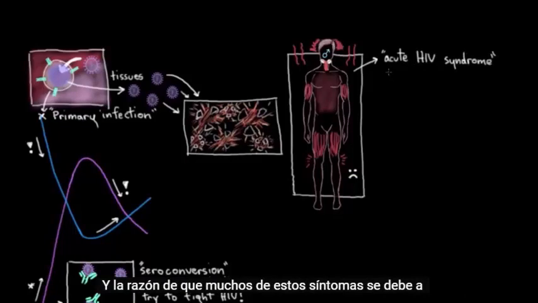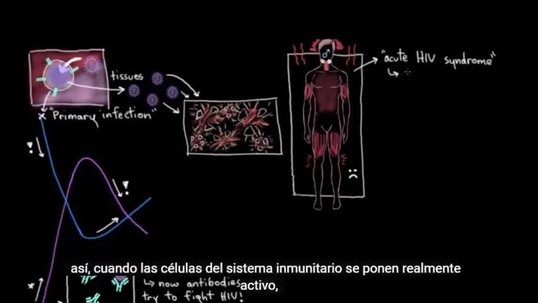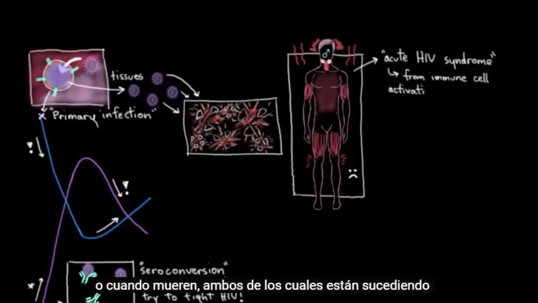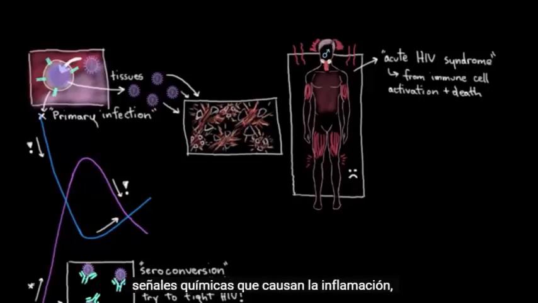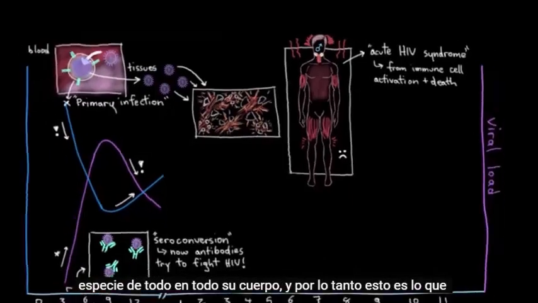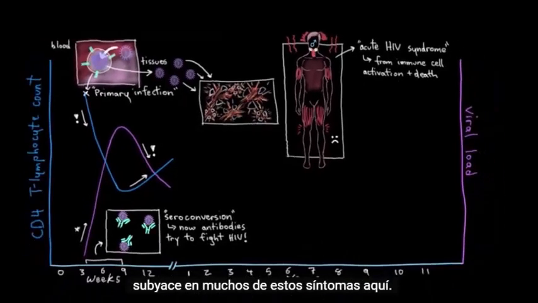And the reason for a lot of these symptoms is because, well, when immune system cells get really active, or when they die off, both of which are happening here, of course, they tend to release these little chemical signals that cause inflammation all throughout your body. And so this is what underlies a lot of these symptoms here.